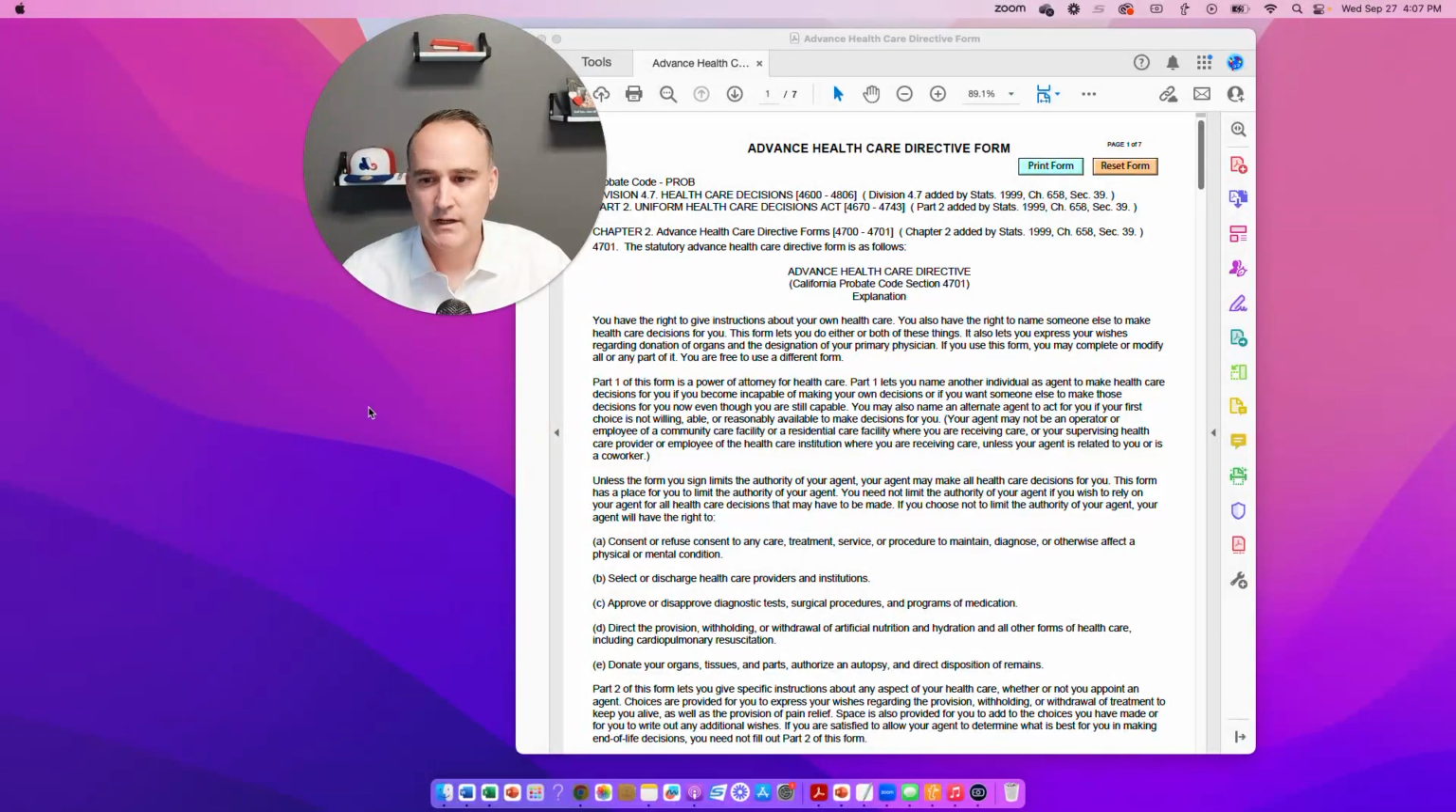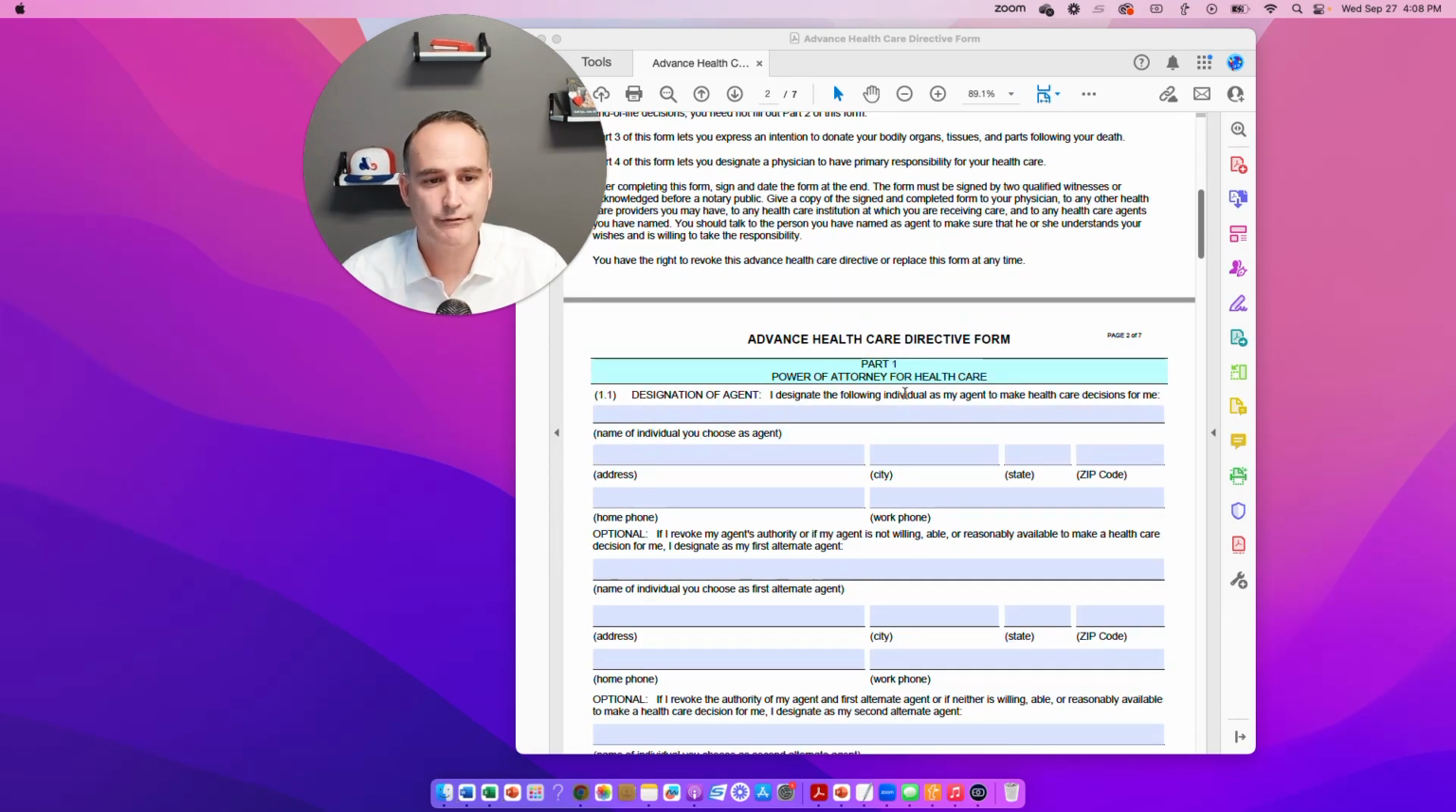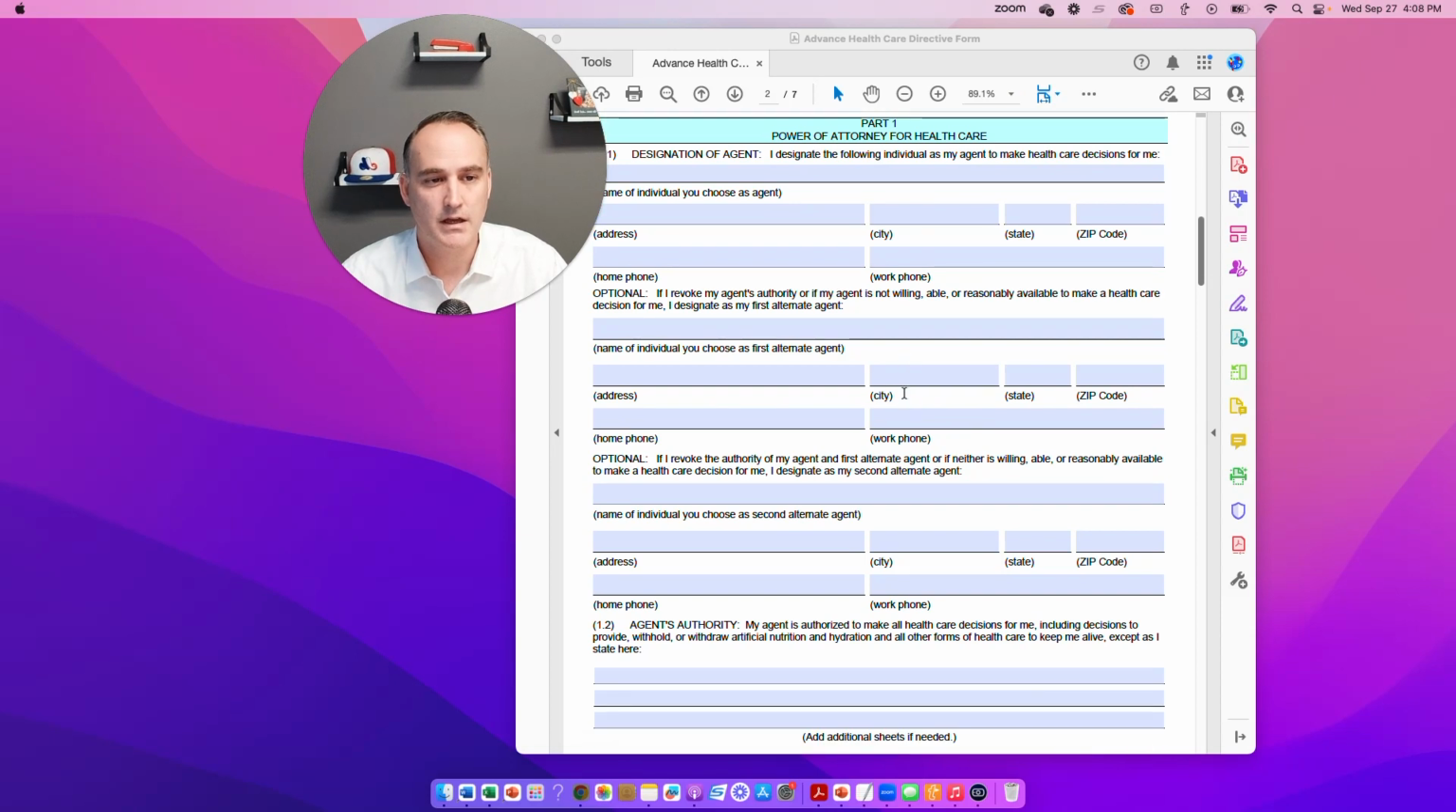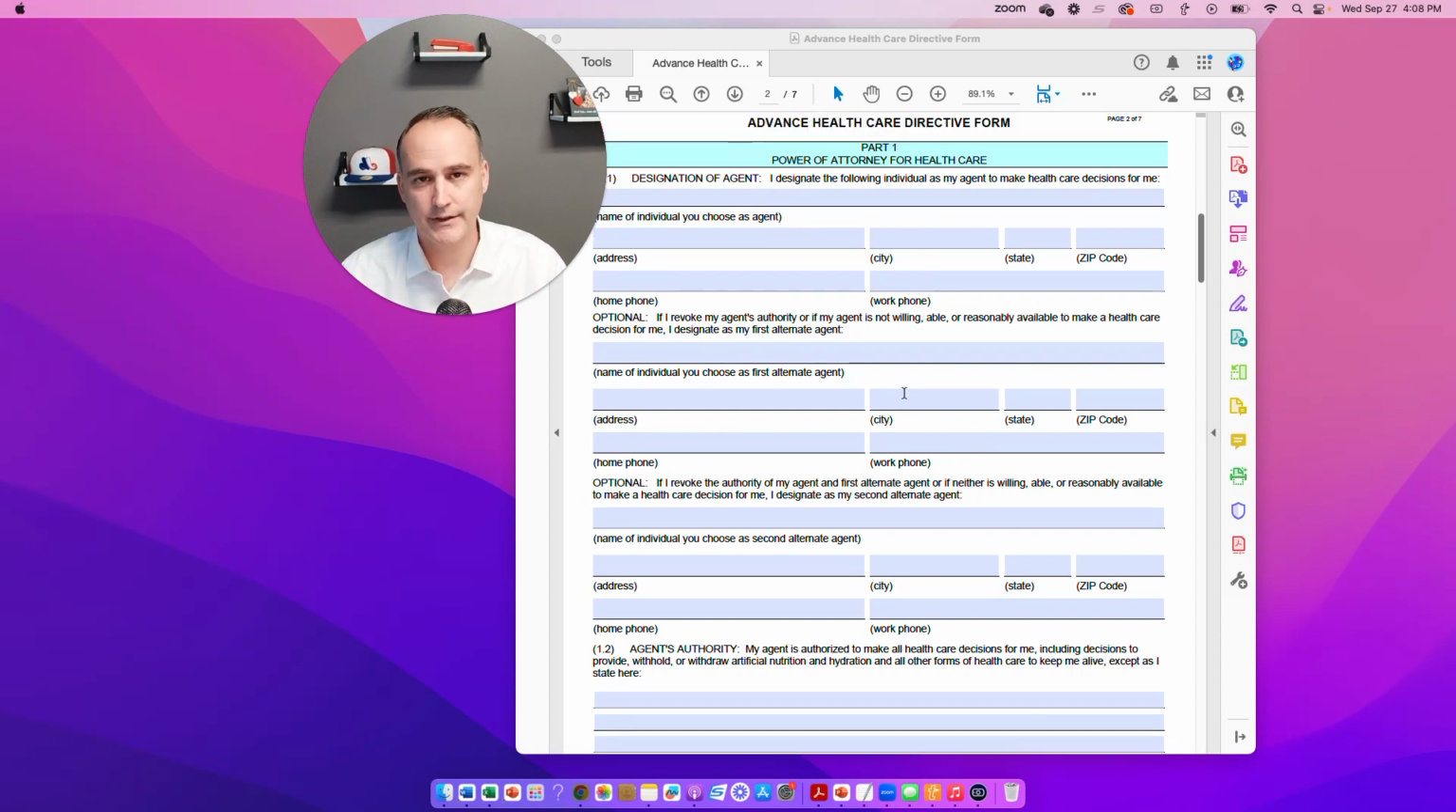The next document is called an Advance Healthcare Directive, and it combines a couple of different things. Sometimes it's known in other states as a DNR or a healthcare power of attorney, but in California we call it an Advance Healthcare Directive. The first thing it does is nominate somebody to make healthcare decisions for you when you're unable to. So you designate an agent, whether that's a spouse, an adult child or somebody else, and then you can designate alternates.